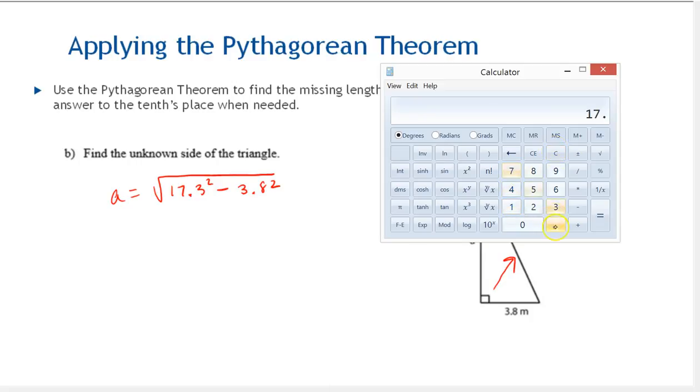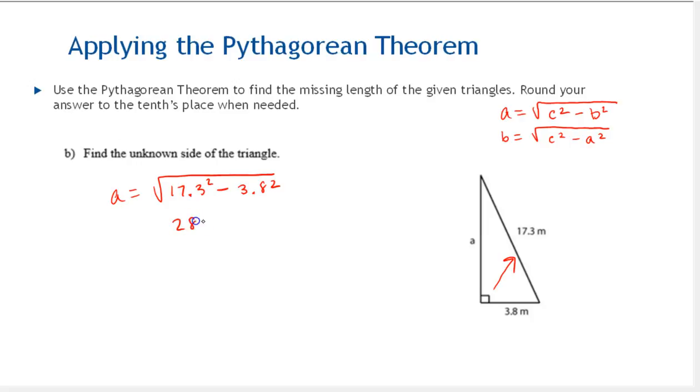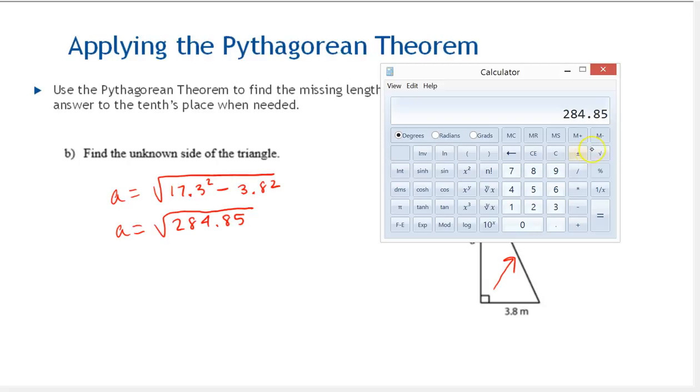So 17.3 times 17.3 minus 3.8 times 3.8 gives us 284.85. Notice that's still under the square root sign. Okay. Now we're going to take the square root of this value, or evaluate the square root, which on my calculator is just that button.